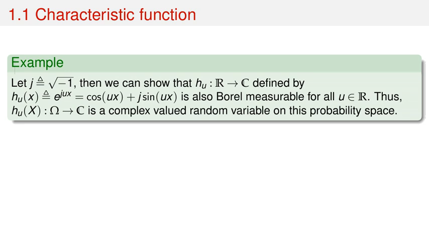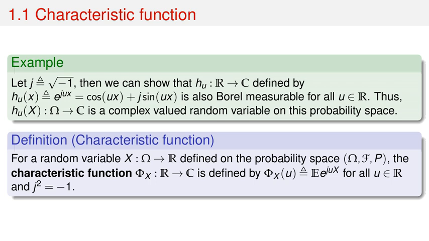This function is Borel measurable for any real number u. This implies that when we apply this function to our random variable x, the result h sub u of x, mapping omega to the complex numbers, is itself a complex valued random variable within our probability space.